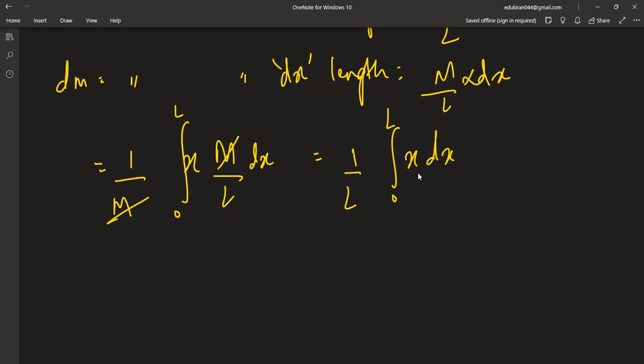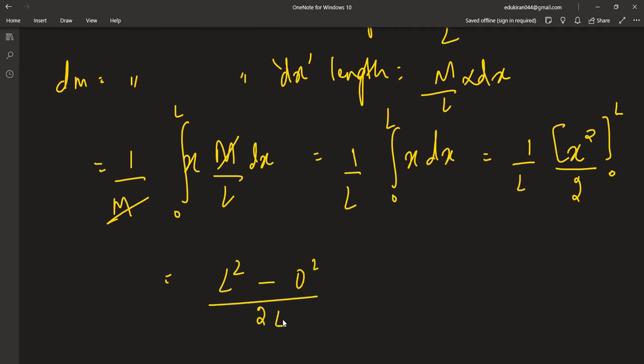So what does the law of integration say? x to the power n is there, so n plus 1 will become the new power. So 1 by L, keep it. This is already 1 here. So this becomes x squared divided by 2, from 0 to L. We put the upper limit first instead of x, L square, minus, then put the lower limit, 0 square, by 2L. So this becomes L square by 2L. L and L will be cancelled. So the center of mass will be L by 2.